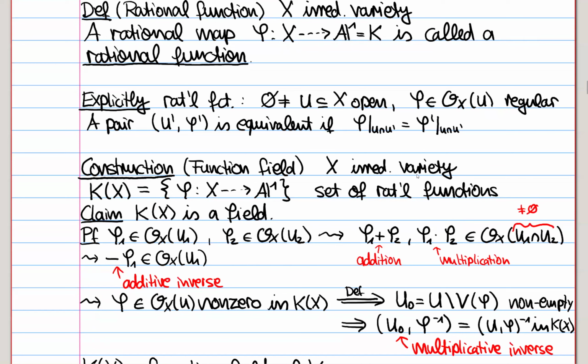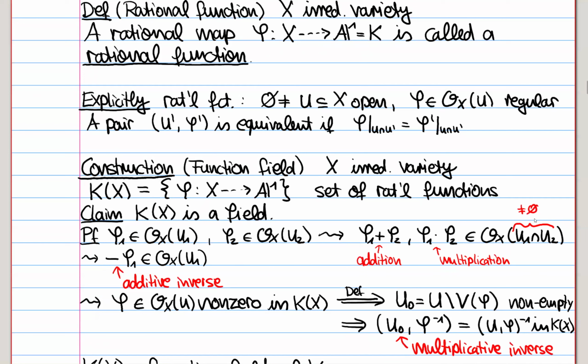So if X is an irreducible variety, we just take the set of all rational functions, and then we claim that this has more structure. It has the structure of a field. And to see this, well, we need to define the operations making it a field. So if phi1 and phi2 are two rational functions defined on U1 and U2, then we can add them, and also multiply them. And to do that, we just restrict them to the common locus where both of them are defined.